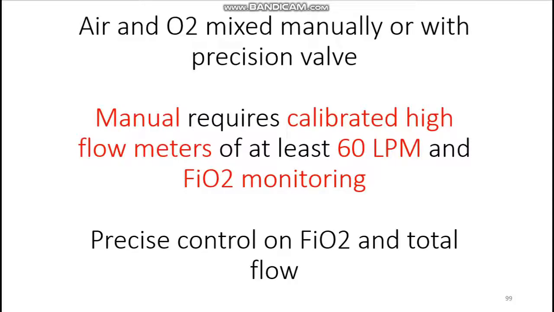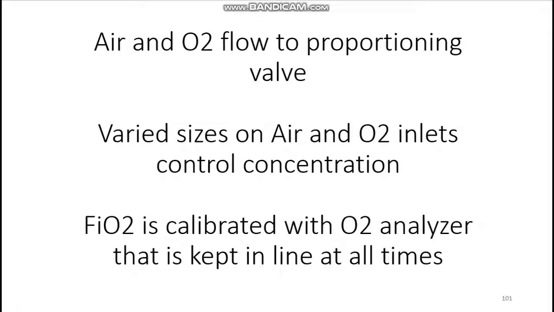The blending system consists of air and oxygen mixed manually or with a precision valve. Manual blending requires calibrated high-flow meters of at least 60 lpm and fractional inspiration of oxygen monitoring. They provide precise control of fractional inspiration of oxygen and total flow. The oxygen blending process starts as air and oxygen flow to a proportioning valve. Then varied sizes of air and oxygen inlets control the concentration. The fractional inspiration of oxygen is calibrated with an oxygen analyzer that is kept in line at all times.